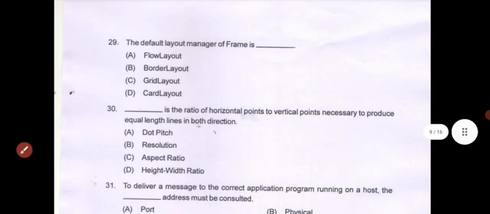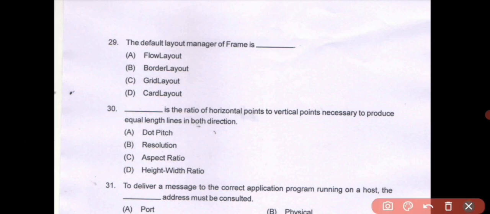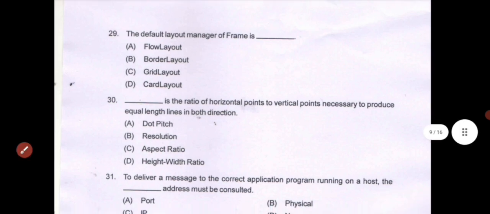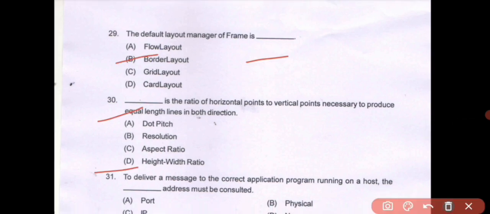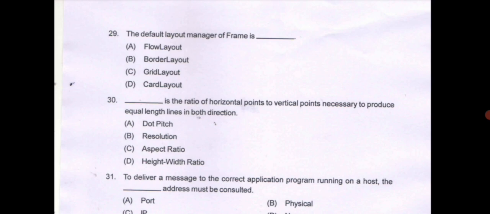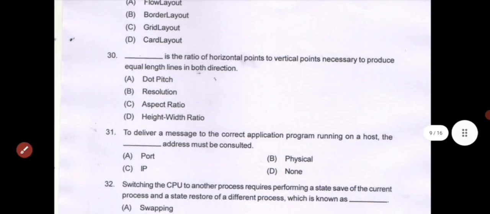The default layout manager of frame is option B, border layout. Dash is the ratio of horizontal points to vertical points necessary to produce equal length lines in both directions. Option C, aspect ratio.